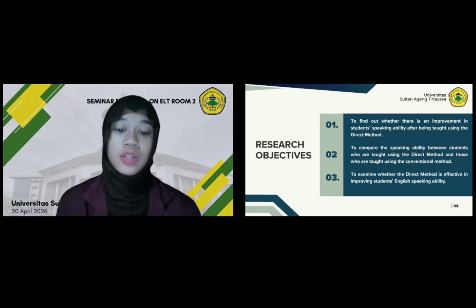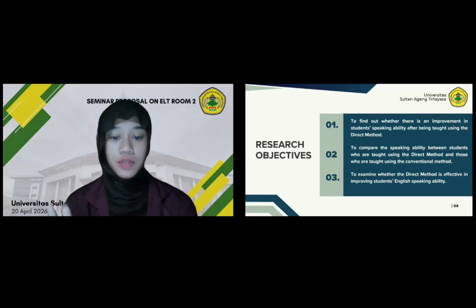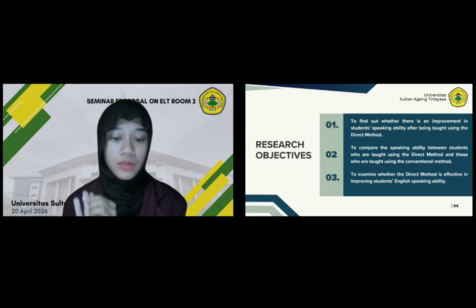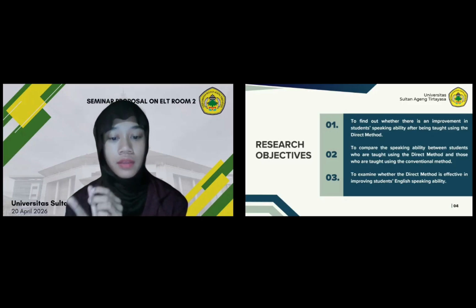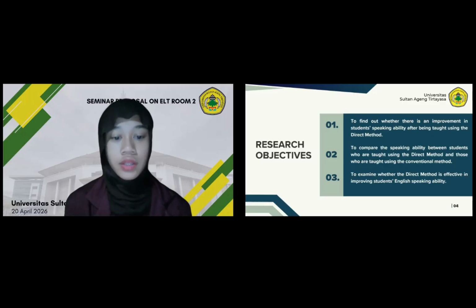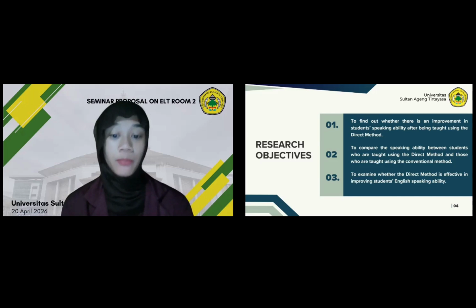Based on those questions, this research has three objectives. First, I want to find out whether student speaking ability improves after using the direct method. Second one, I want to compare the speaking ability between two groups. And third one, to examine the effectiveness of the direct method. So, in short, this research wants to see improvement, comparison, and effectiveness.